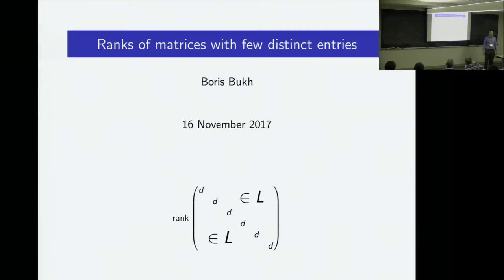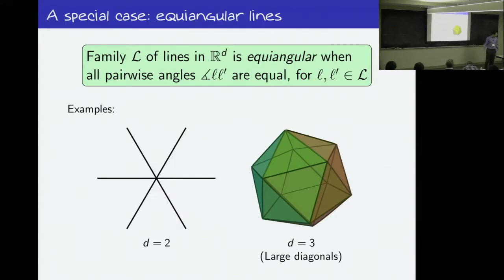Okay, let's start. As a start, I will use the following fairly intuitive problem. It was already mentioned in the problem session, that of equiangular lines. So what's a family of equiangular lines? Just to remind you, this is a family of lines in Euclidean space, all going through the origin, with the property that any two of them meet at the same angle. Okay?